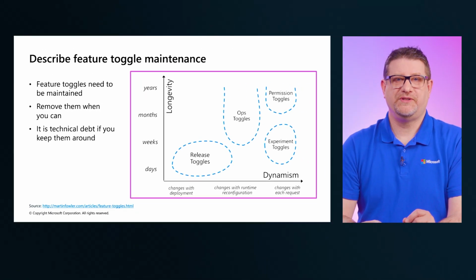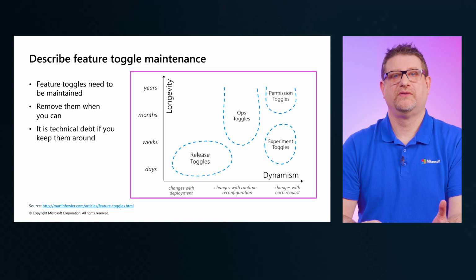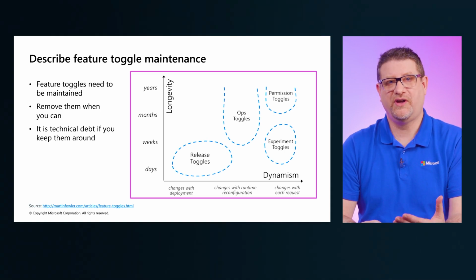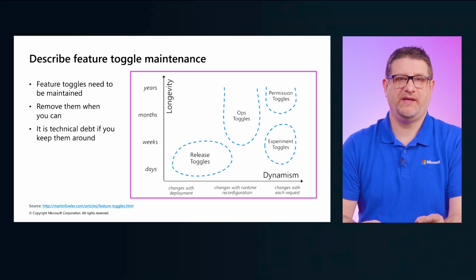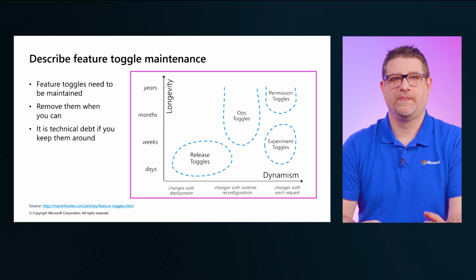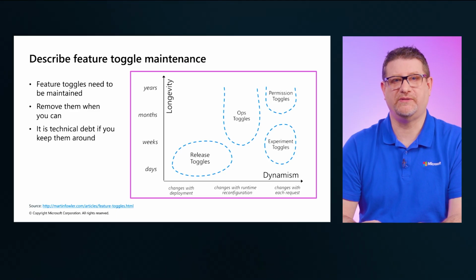There are different types of toggles, such as release toggles, operations toggles, permission toggles, and experimentation toggles, each with its own lifespan and level of dynamism. Understanding which toggle needs to be short-lived and which can persist longer helps teams avoid unnecessary clutter. By actively managing and retiring toggles, you ensure your deployment process stays agile and your software remains reliable.